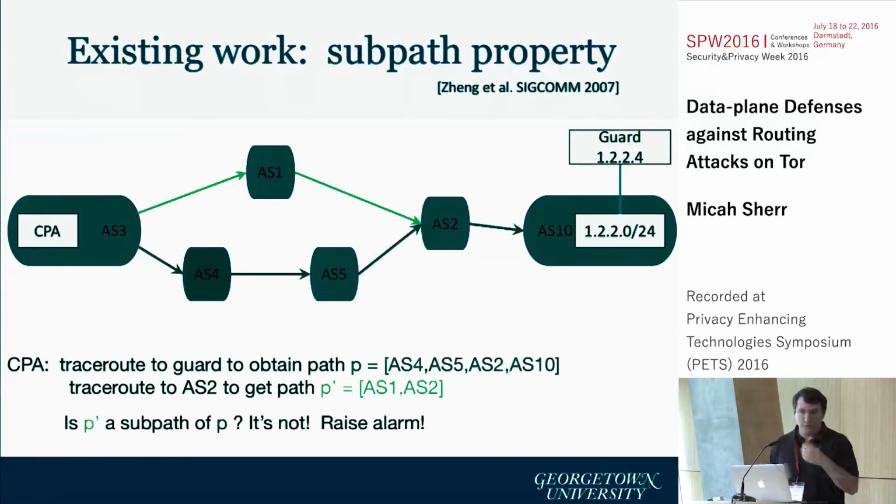So how does subpath property work as a defense against BGP routing manipulation? So suppose that, can you read any of this? I don't know. That this AS is malicious and the default path goes this way. Because it's malicious, it launches an attack that causes traffic to this guard to go down the southern route. If the CPA does a trace route to the guard, it's going to get back this path here. But then if it does a trace route to the penultimate, the AS before the guard, it's going to get this path, which is not a subpath.